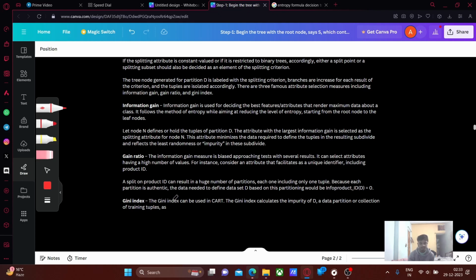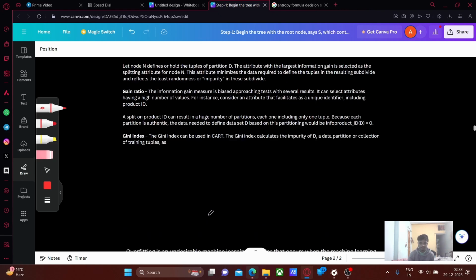And the third measure is the Gini index. The Gini index can be used in CART. The Gini index calculates the impurity of D, a data partition or set of training tuples.